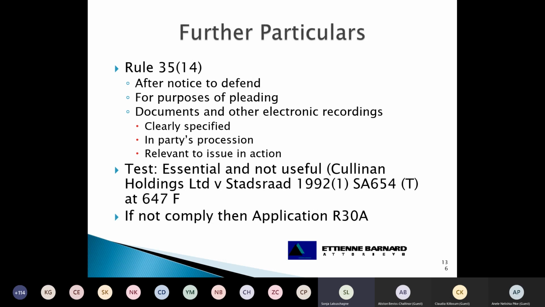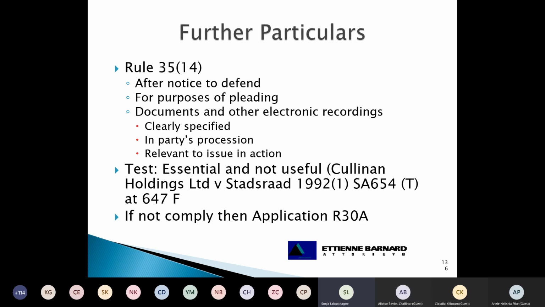Same option with further particulars. All right. So there's two times you can ask for further particulars. Firstly is just after your notice of defense in terms of Rule 35. And you need that for the purpose of pleading. Very important. Not a fishing expedition. You can't just go and say, I want everything. You need to say these documents. You must clearly specify which documents.